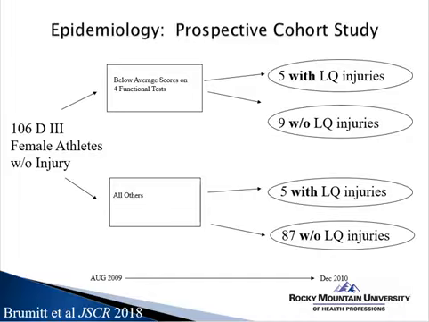Here was one of my studies, 106 Division III female athletes who started the season without injury. The at-risk group or the exposed group were people that had 4 below average scores on different tests of strength and agility. The other group was everybody else. They could have had all above average scores, or they could have had 3 or fewer scores that were below average, but not all 4. Having all 4, there were 5 out of 14 people that went on to have an injury, whereas in the other group, there were 5 out of 92. So those with all 4 scores below average were at a greater risk.